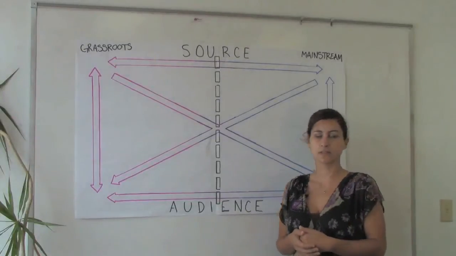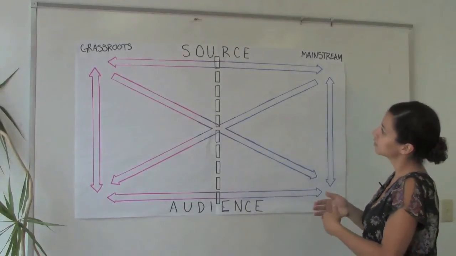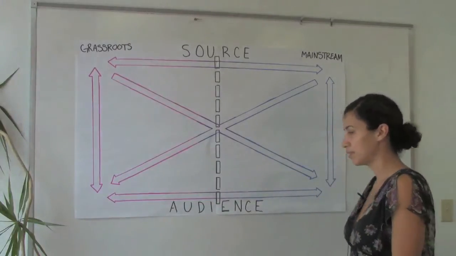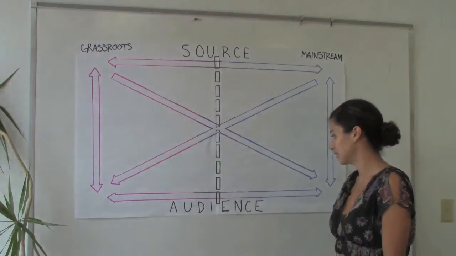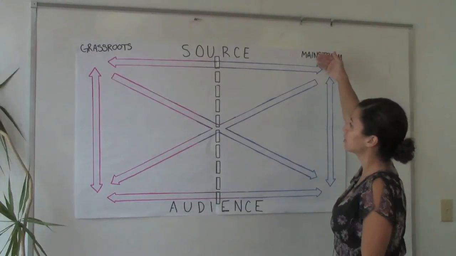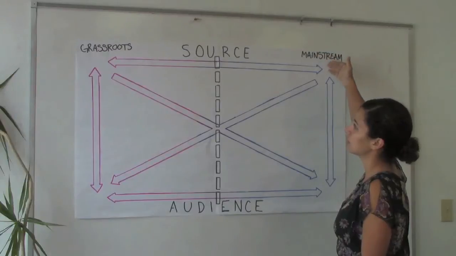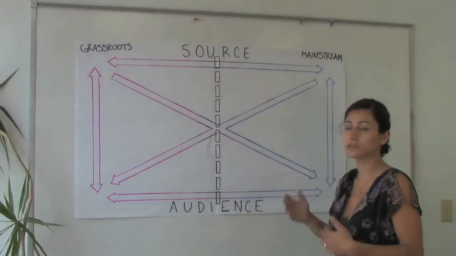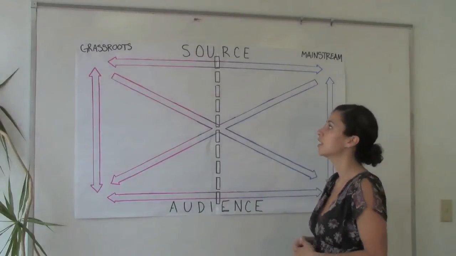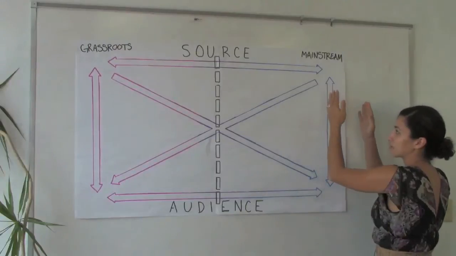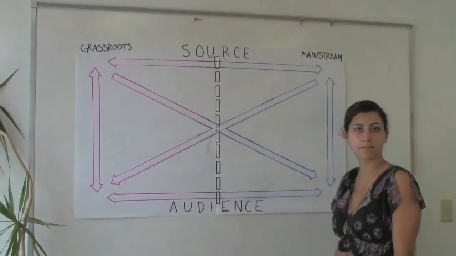Now the Knowledge Factory, we visualize it as a grid with multiple axes, and I'll explain the axes. So on the top of this visual is really where we mark the source of information. Right? So there's two kinds of sources of information. There's the grassroots, and on this side of the spectrum, there's the mainstream.